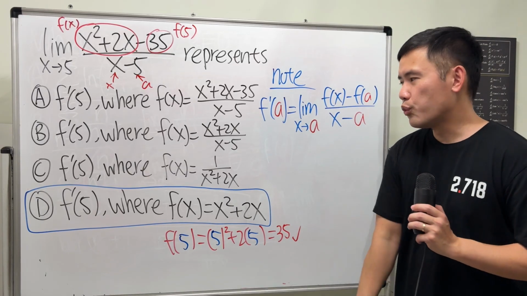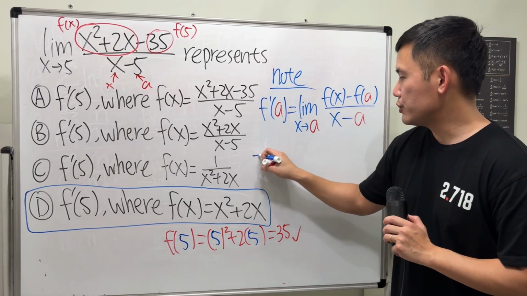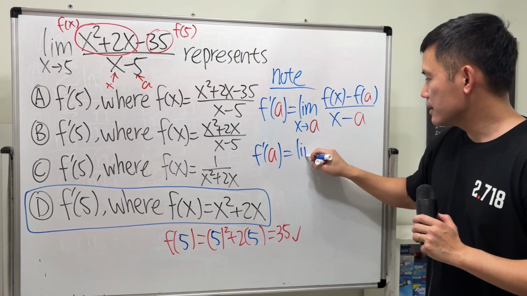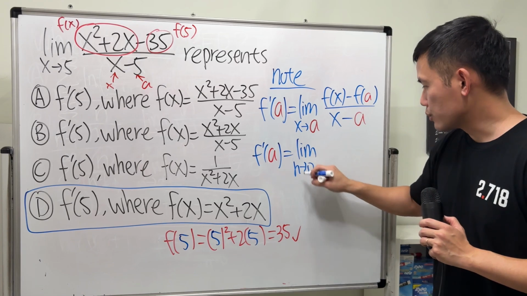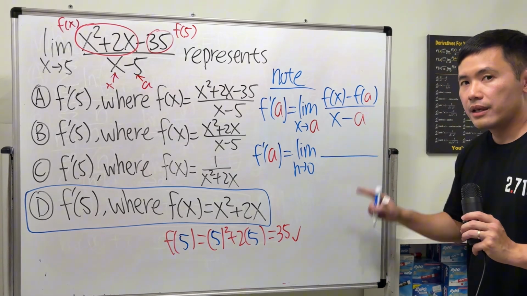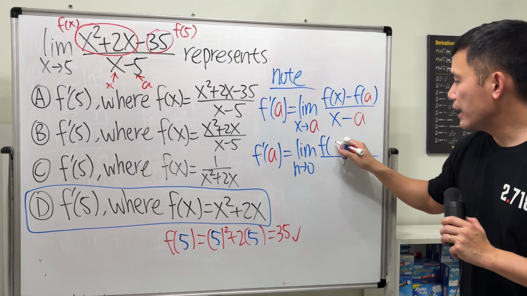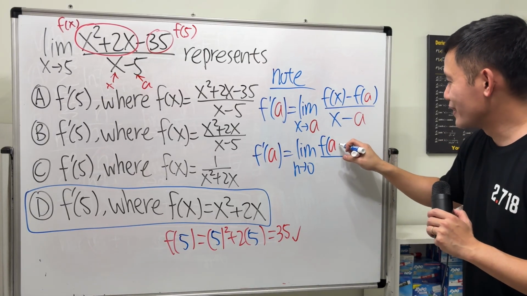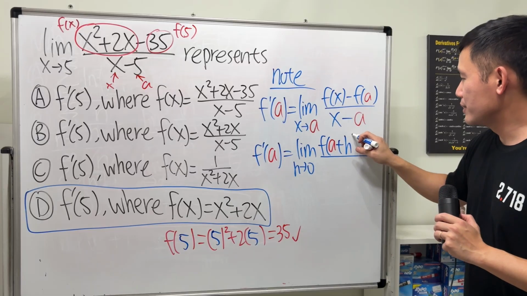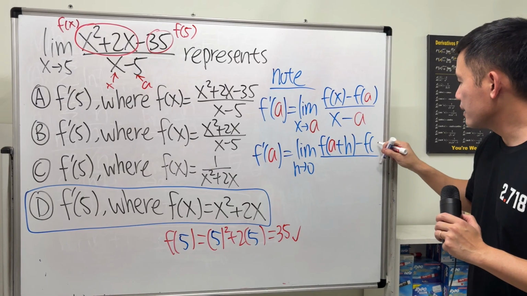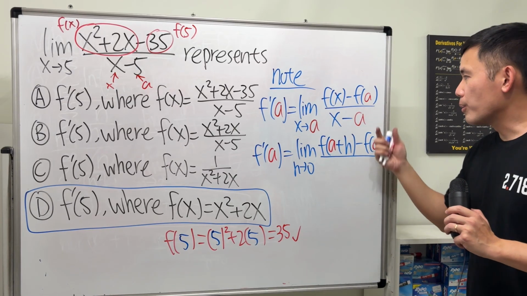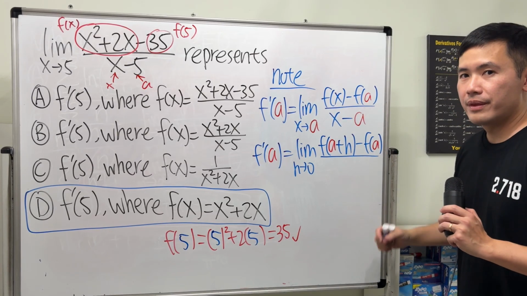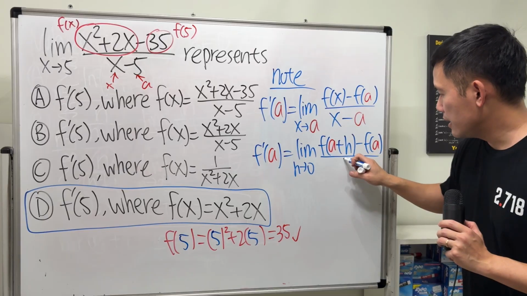Now, what's the other form though? That's the one with the h approaching 0. Still limit, but this time h approaching 0. Here we have f of a. You can look at the board a little bit, or just remember it. F of a plus h minus f of a. So both of them, they have the minus f of a at the end right here. On the bottom for this right here is just an h.